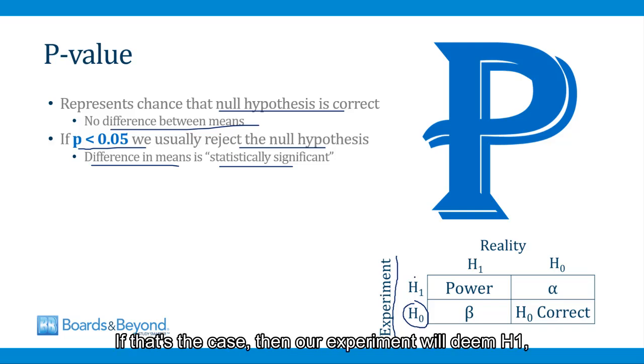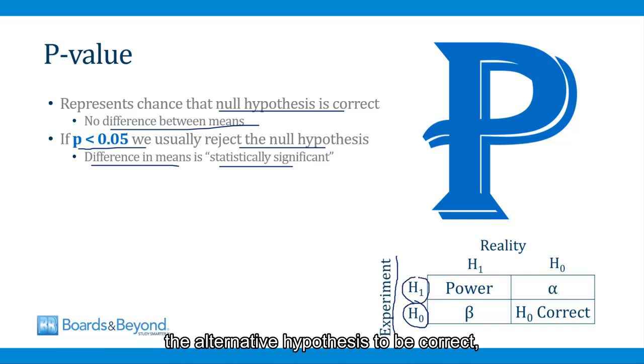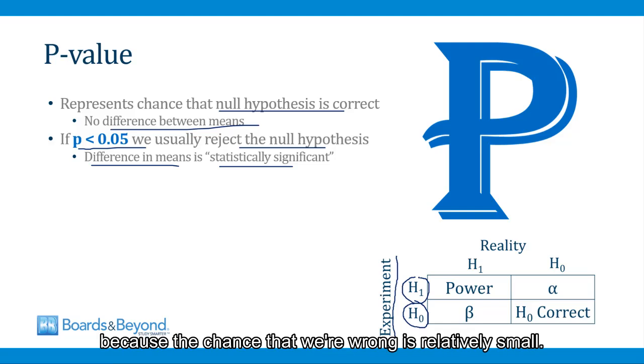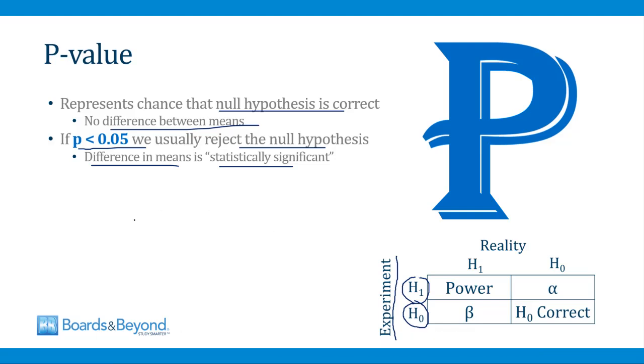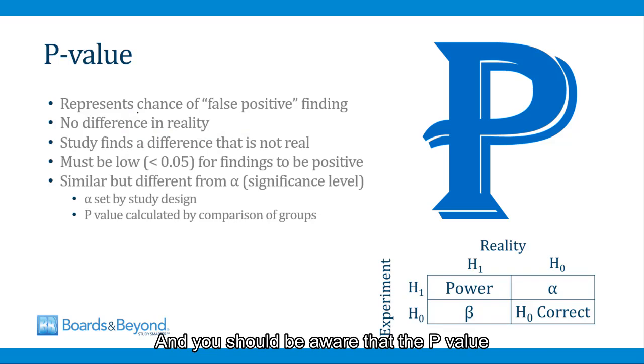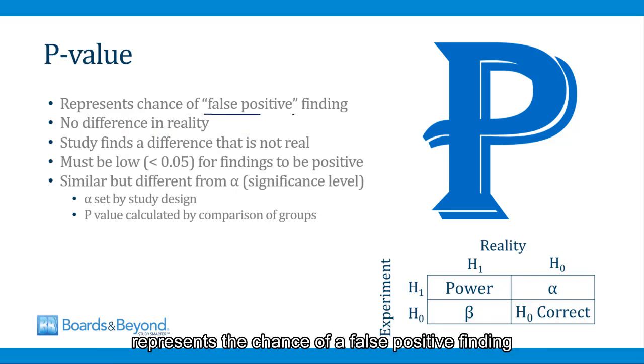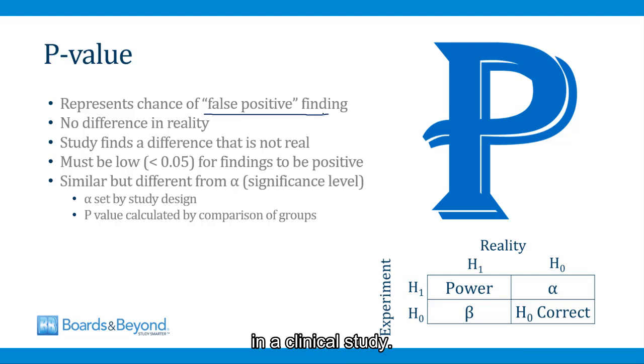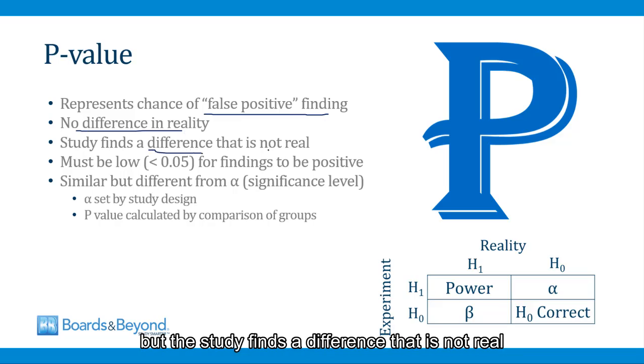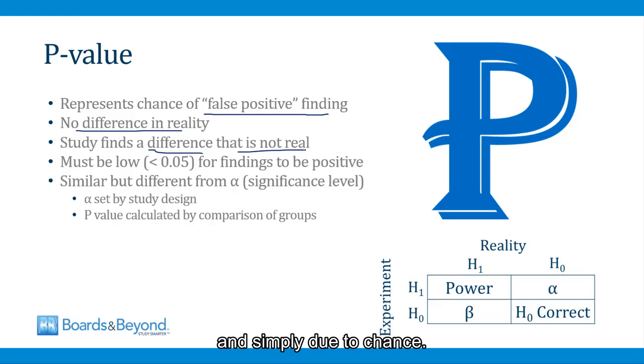If that's the case, then our experiment will deem H1, the alternative hypothesis, to be correct because the chance that we're wrong is relatively small. And you should be aware that the p-value represents the chance of a false positive finding in a clinical study. A false positive finding occurs when there's no difference in reality, but the study finds a difference that is not real and simply due to chance.